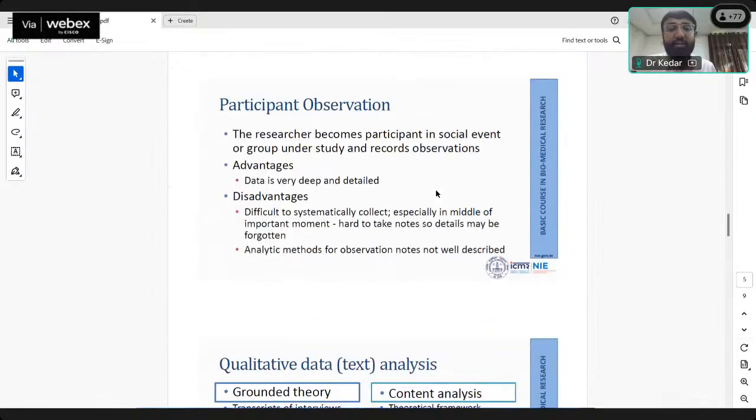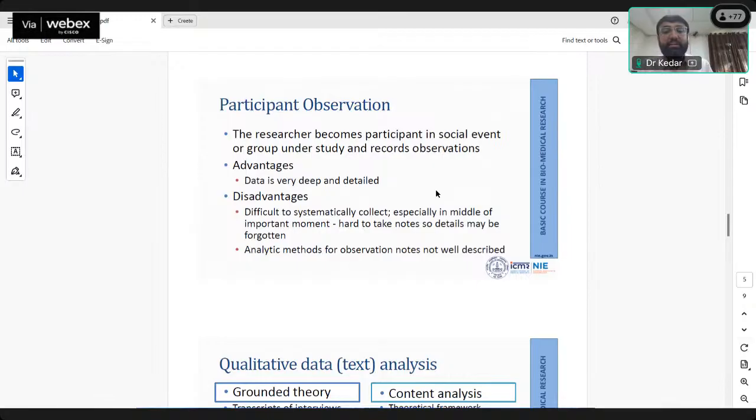And the last method coming to it is participant observation. So here the researcher becomes participant in social event or group under study and records the observation. Means you yourself become a part of the event and then you try to observe and qualitatively you analyze all the important information. Here the data is very deep and detailed. The disadvantage is difficult to systematically collect, especially in middle of important event. You cannot take notes also because you are a part of the team and you are observing what is happening there.